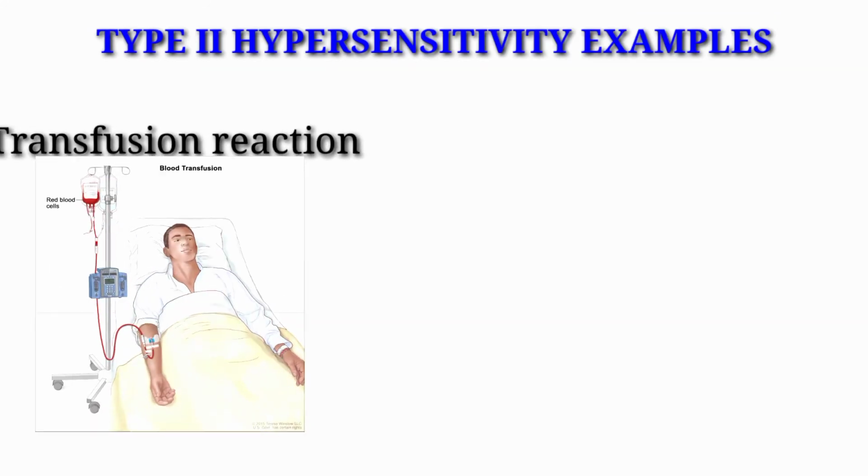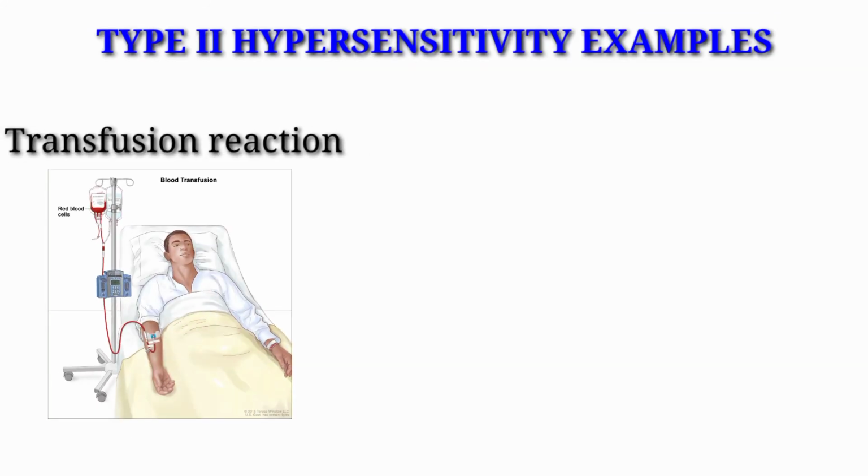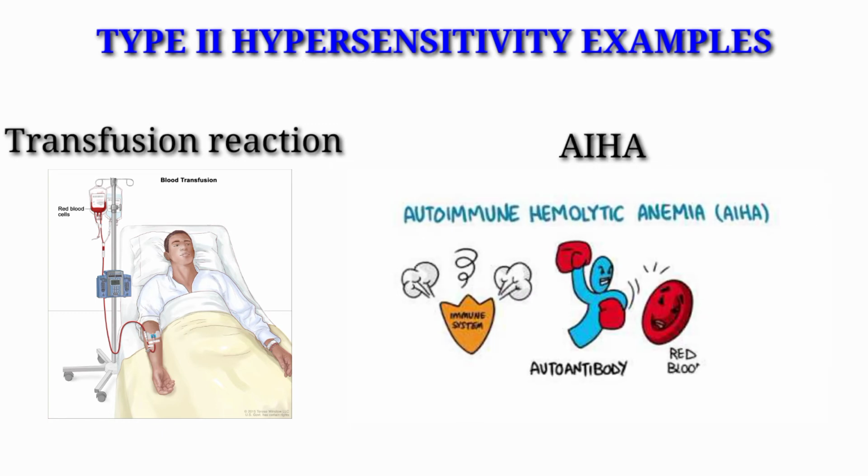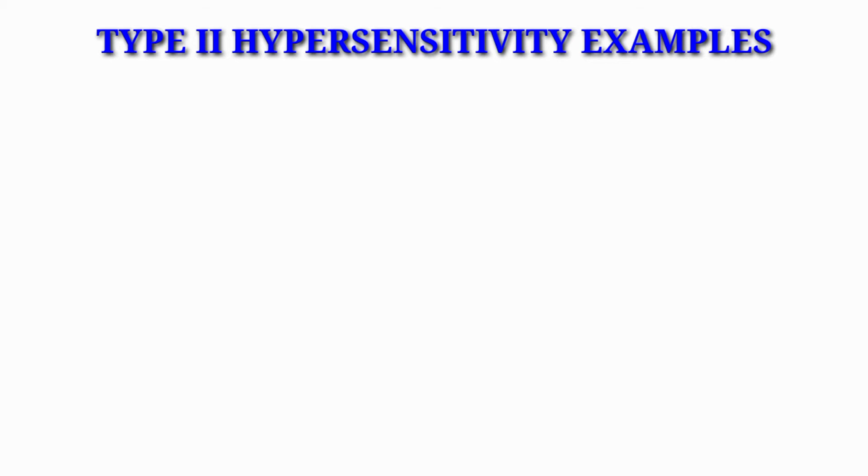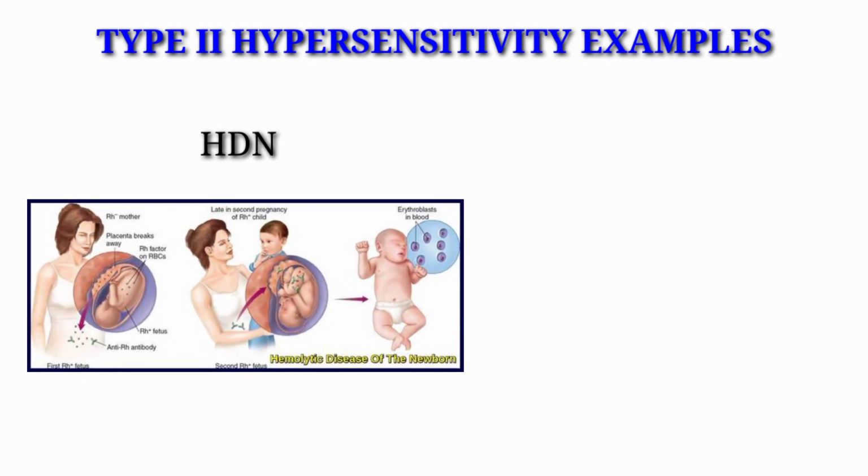Examples are, we have transfusion reaction. This is a serious complication that can occur after a blood transfusion. Next example is autoimmune hemolytic anemia. This is a rare type of anemia caused by autoantibodies that bind red blood cells. Next example is hemolytic disease of the newborn. Rh factor incompatibility between mother and fetus. If an Rh negative woman carries an Rh positive baby to term, the mother's immune system can be exposed to Rh positive fetal red blood cells.